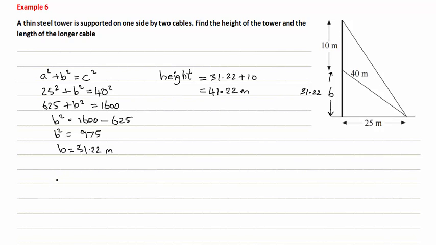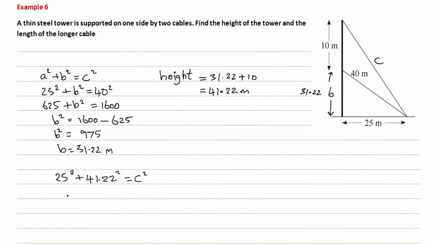So we have to do Pythagoras again. But now A, we can call this, well, let's call that A here, 25, as before. B is going to be the height, which is 41.22 squared equals the length. Now we don't know that length, so let's call that C. Let's call that C squared.